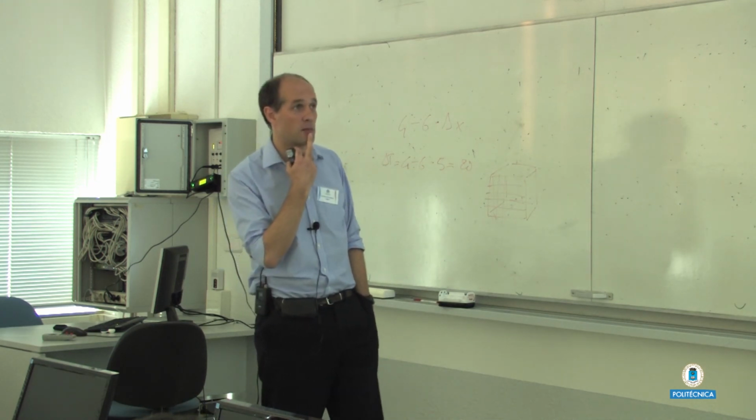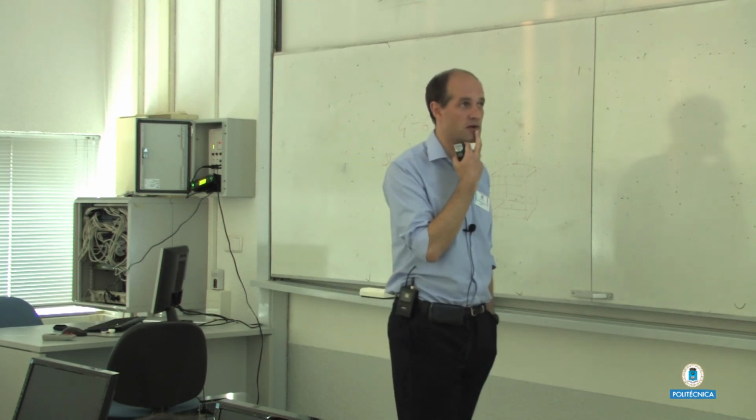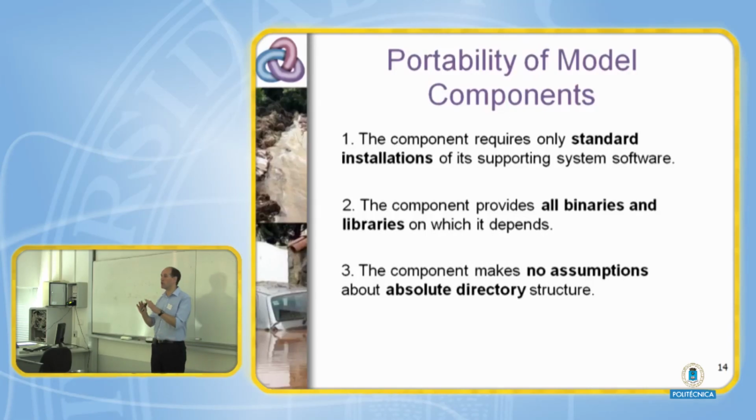And thirdly, the component makes no assumptions about absolute directory structure. Within the component, of course, there will be a directory structure of inputs and outputs and arguments and all that. That's fine, but make that relative. You'll be amazed how often if you run a model on your machine, try and install it on another machine and run it, it doesn't run because there's an absolute path hidden in there somewhere. So a good test is to take it off your machine, install it on a completely clean machine and check that it runs. Very often it won't. So we make no assumptions about absolute directory structure.